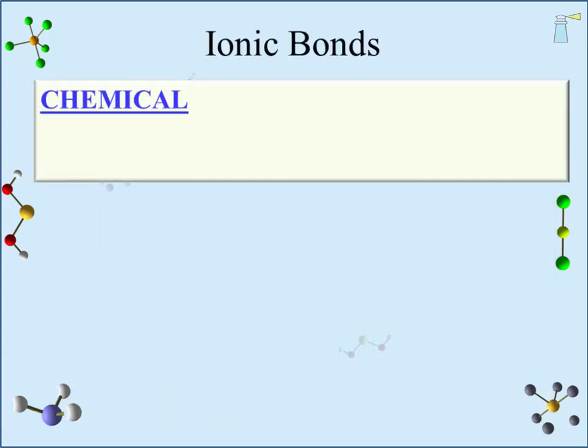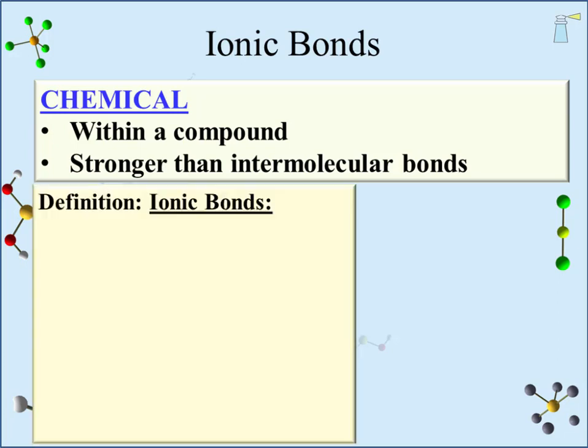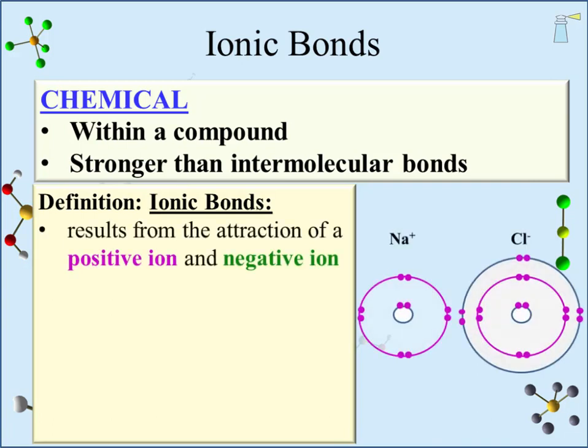Like the covalent bond, the ionic bond is a form of bonding called the chemical bond. These bonds are within a compound, and they are stronger than intermolecular bonds, which are bonds between compounds. As for a definition, an ionic bond results from the attraction of a positive ion and a negative ion. This is referred to as an electrostatic interaction. Table salt, sodium chloride, is an example of an electrostatic interaction.